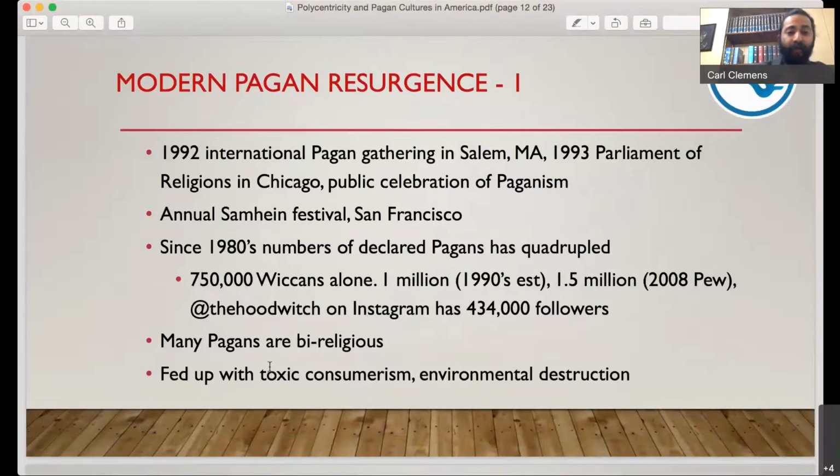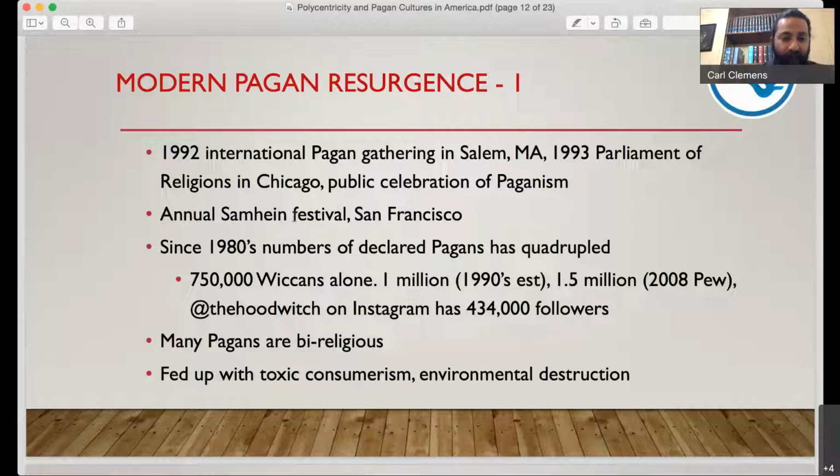So the modern pagan resurgence had a few steps. In 1992, there was an international pagan gathering in Salem, Massachusetts, which is where the witch trials happened. And a monument was erected there, in memory of that persecution. And at the 1993 Parliament of Religions in Chicago, there was a public celebration of paganism. It caused quite a flutter in Chicago, but that gave them their first opportunity to explain to the public that, hey, we're not what you think we are.